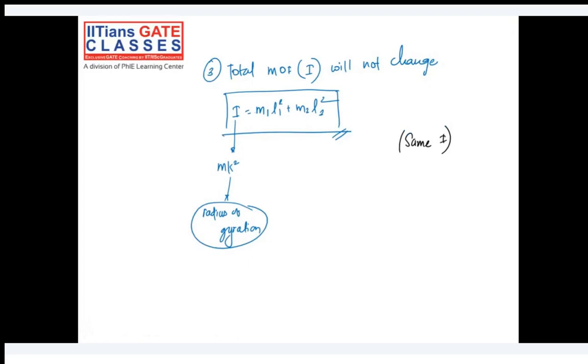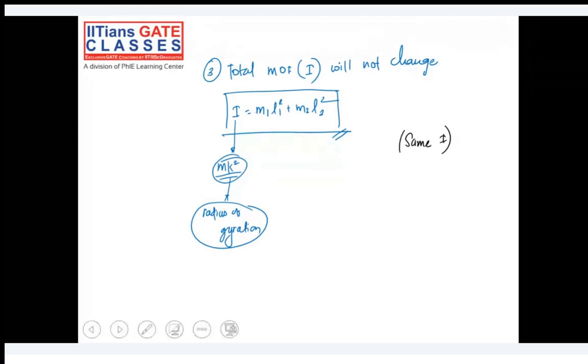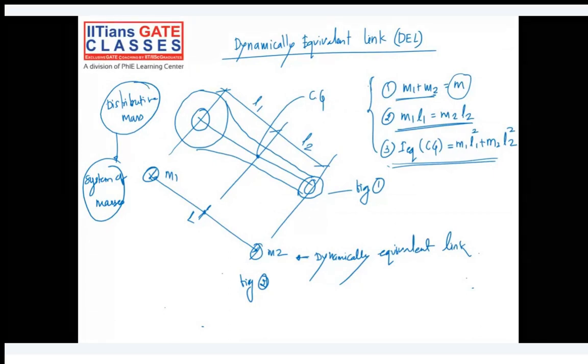Let's say initially your body is there with a mass m, and radius of gyration is k, for example. So mk square is the moment of inertia. Now that has to be equal to m1 l1 square plus m2 l2 square. So these are the three criteria it has to follow. Then only you can say that the link with a system of masses is a dynamically equivalent link to the link with the distributed masses. This is just for simplification.